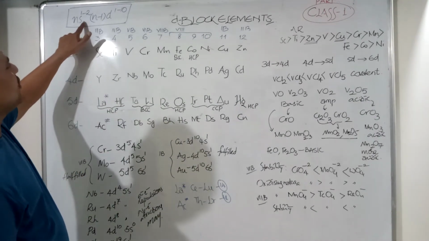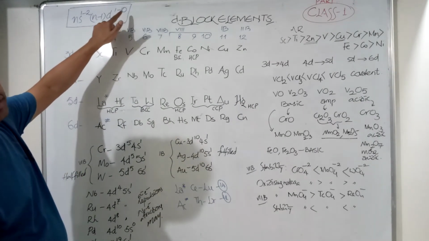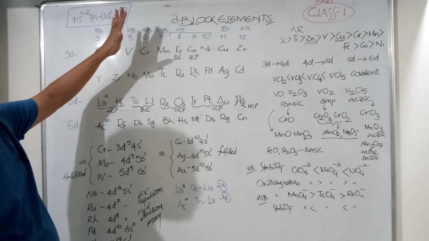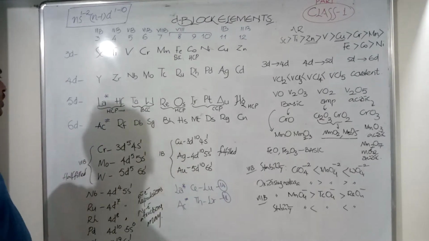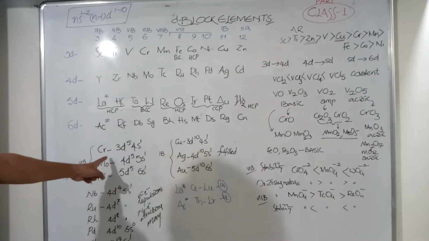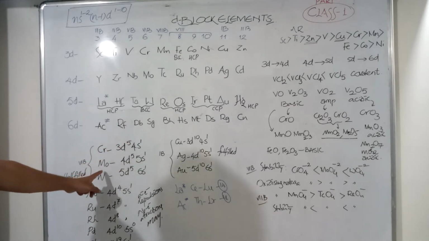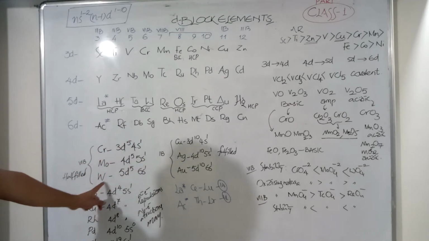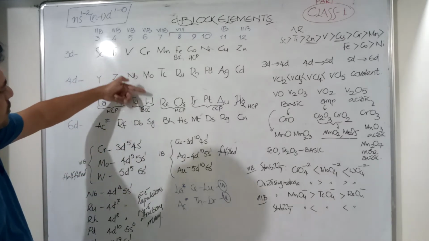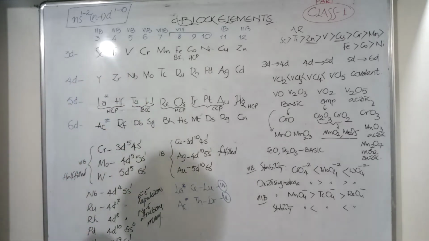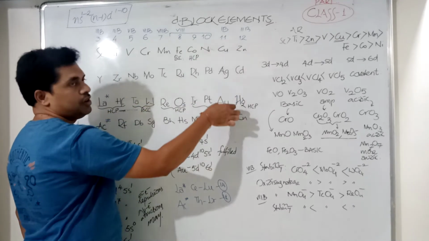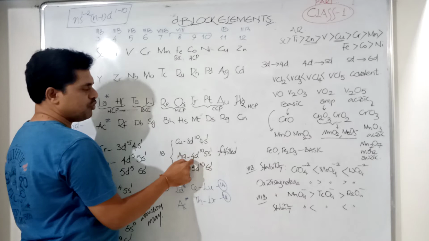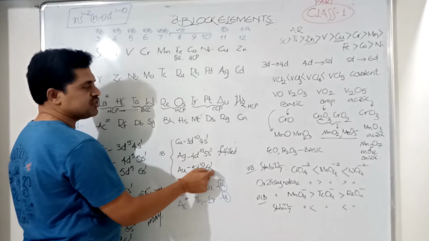The general electronic configuration is ns1 to 2, (n minus 1)d 1 to 10, for D block transition elements. But chromium is special: chromium is 3d5 4s1, molybdenum 4d5 5s1, tungsten 5d5 6s1, these three, because they are getting half-filled stability, which gives the exceptional electronic configuration. You can see copper, silver, gold: 3d10 4s1, 4d10 5s1, 5d10 6s1, fully filled.